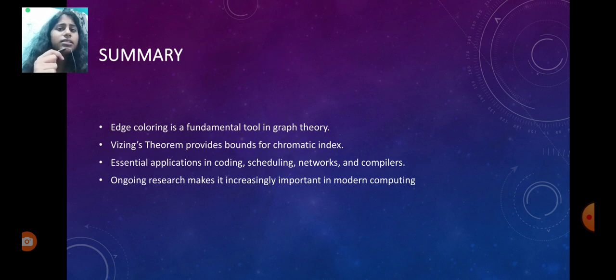Summary. In this slide we are going to discuss what we have covered before. Edge coloring is a fundamental tool in graph theory. Vizing's theorem provides bounds for the chromatic index. It has essential applications in coding, scheduling, networks and compilers. Ongoing research makes it increasingly important in modern computing.